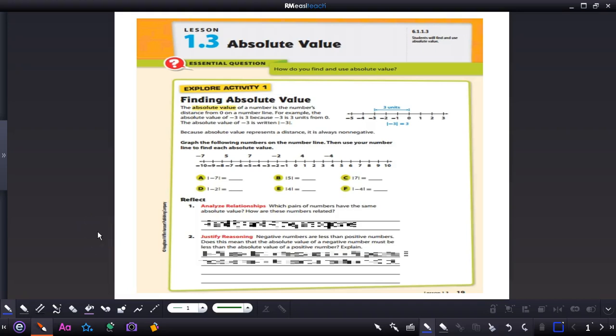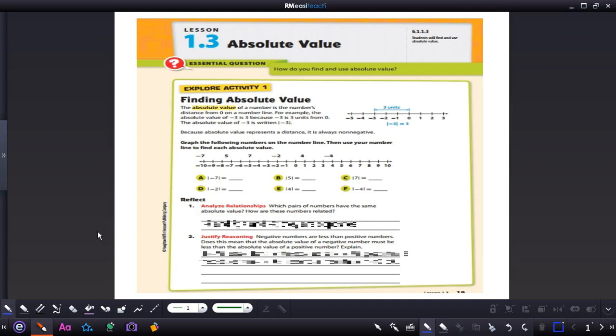In this video, we're going to be taking a look at absolute value. Now you'll need to turn your Go Math book to page 19, get out your math journal, and a pencil. Now the essential question that you can see on the top of page 19 is how do you find and use absolute value? So let's look at the Explore activity number 1 on page 19.